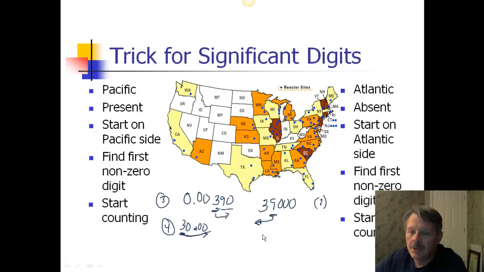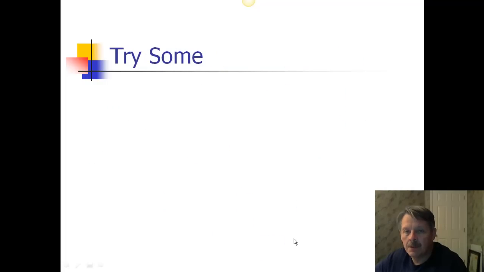Okay. Let's again write another number, let's say 4010. Again, we start on the Atlantic side. We find the first non-zero digit, and we count every digit all the way to the other ocean. You'll notice the fact that there's a 0 there. We don't care. It's a digit. All right. So here we're going to have 3 sig figs. So that's your trick. So I want you to try some.